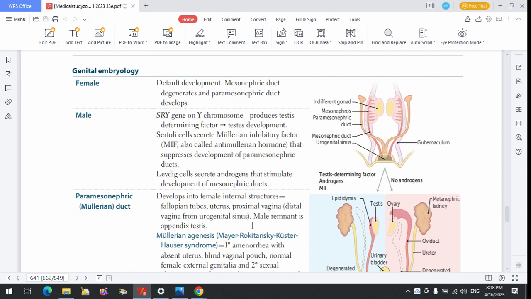Dr. Francois, let me just make a little correction from there. Now, the way you look at it is you talk about the gonad, you talk about the internal duct, you talk about the external genitalia.